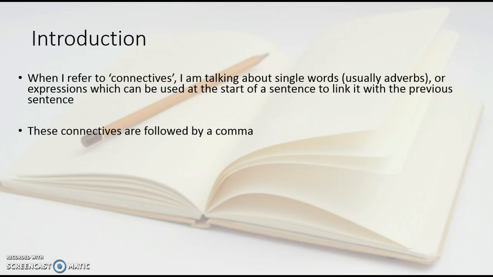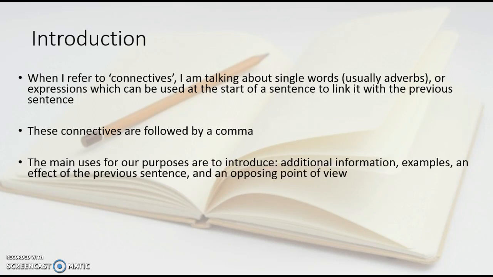These expressions are followed by a comma. The main purposes of these connectives that we talk about today are to add an additional point which supports what we've already said. These points will always be directly related, or to introduce an example, or to talk about the effect of a previous sentence, or to show the reader, to signpost, that we're going to give an opposing point of view. All of these language expressions are used in the same way.